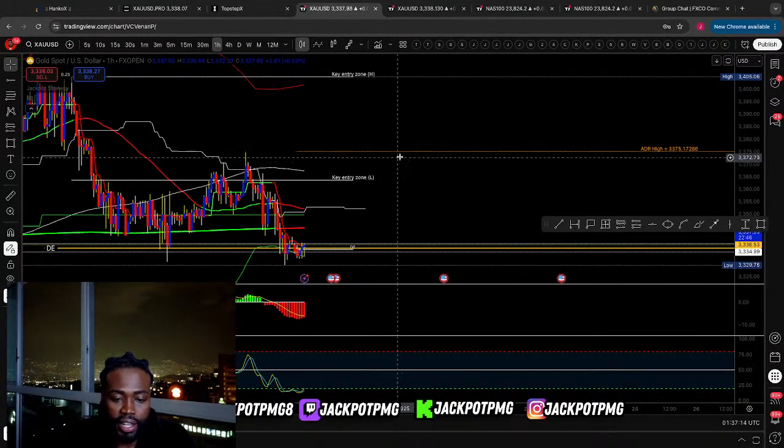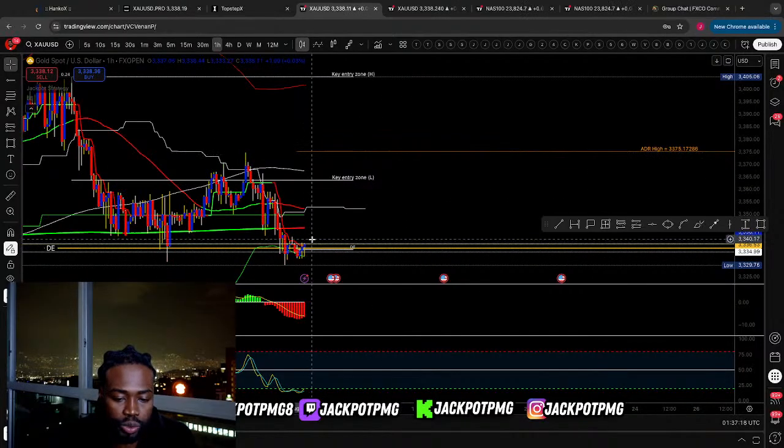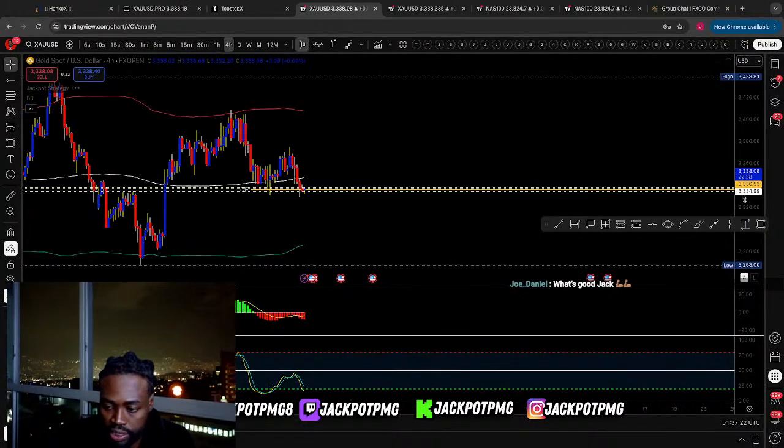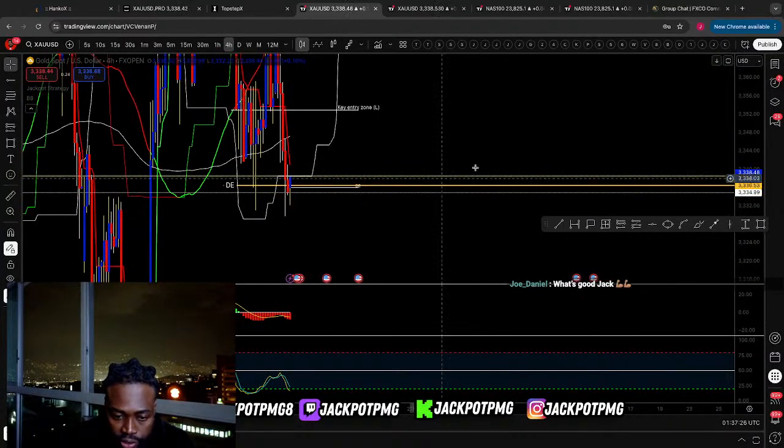Feel me? Hey, if we get a pullback to this area here too, I don't mind. I just would like to be part of some of the buys if we're gonna do that. But realistically, I think we're going down, guys. I'm not even gonna sugarcoat it.